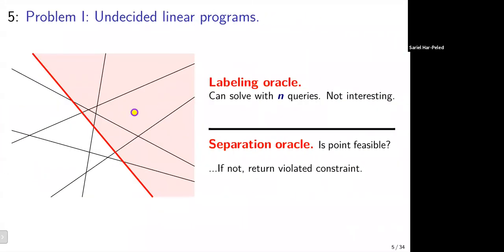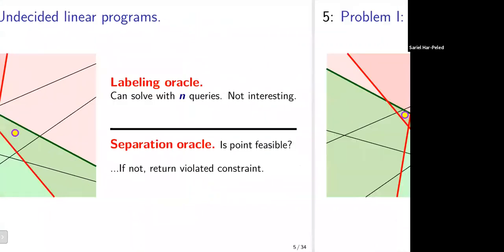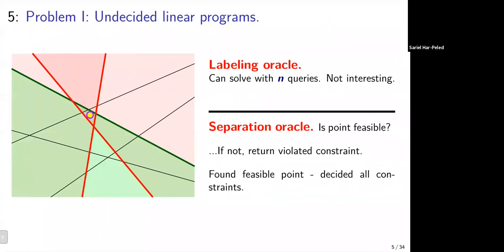Okay, and now you can repeat this process, right? So now you ask about this new point, you get a new constraint being violated, and you repeat this process until, let's say, now we have a point that is feasible, and we say, this is it. We found a feasible point. So the game ends when we find a feasible point. And the question is, how many separation oracle queries do we need to ask?